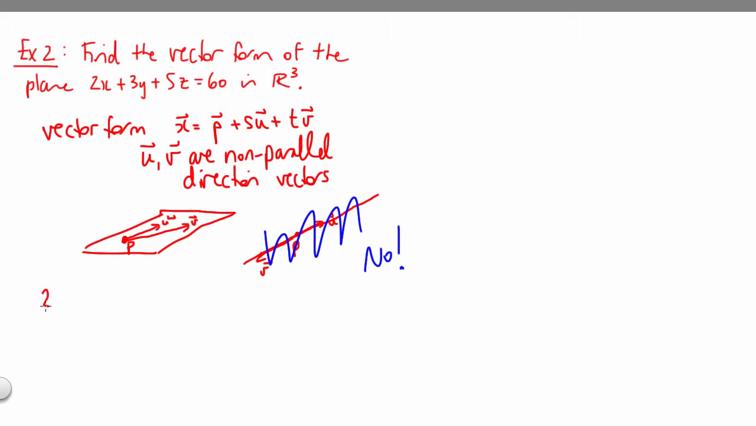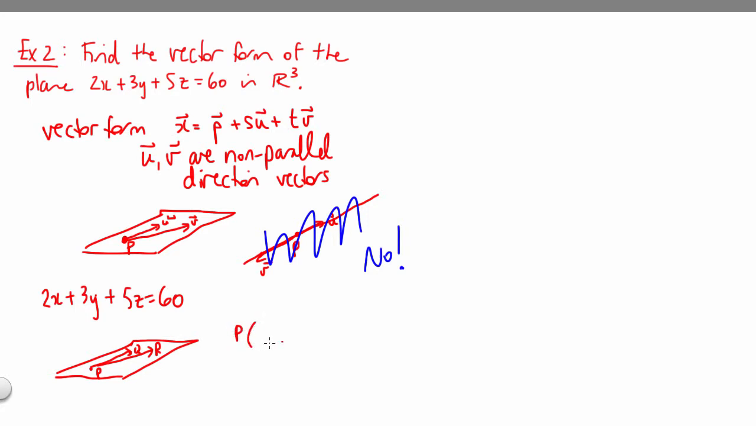So let's look back at the general form that's given in the question, 2x + 3y + 5z = 60. We're going to use this general form to find 3 points that lie on our plane. Geometrically, let's call these 3 points P, Q, and R. We'll be able to use Q and R to build our two direction vectors u and v. All right, so let's write down our 3 points.